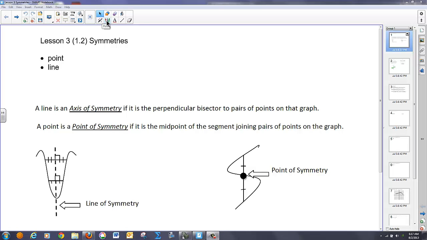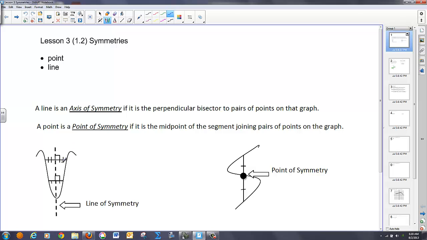So the topic of the day is going to be symmetries, and we're going to discuss two primary symmetries, one being point symmetry and the other being line symmetry. If we've got a line symmetry, as shown in this diagram down here, what happens is basically that line of symmetry is a perpendicular bisector of two different points on the curve.